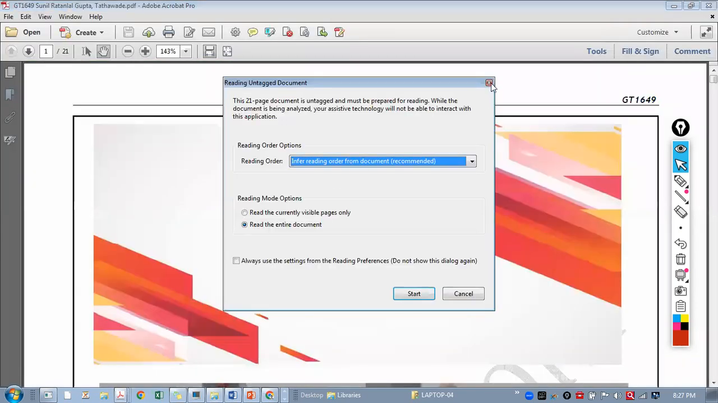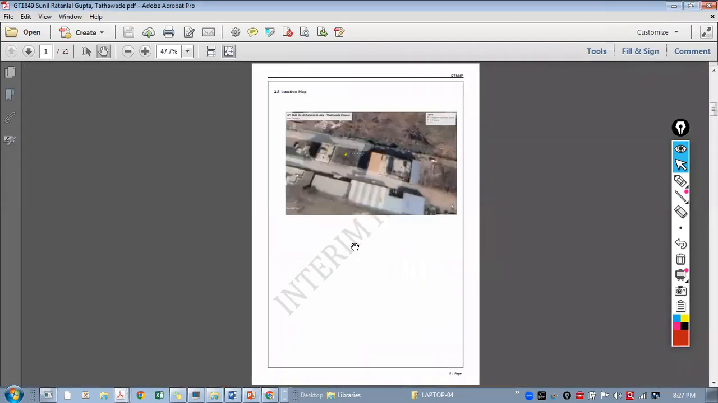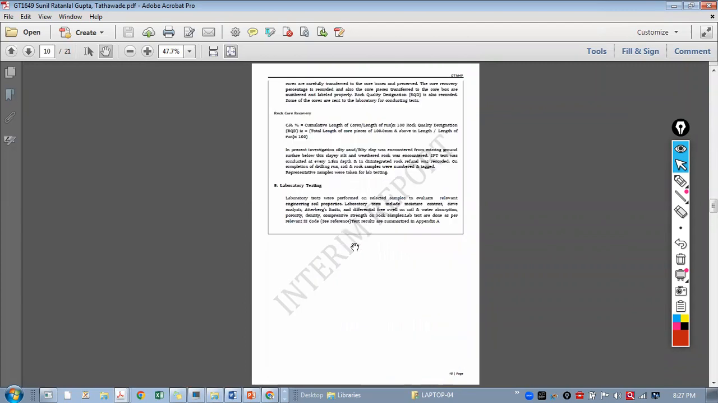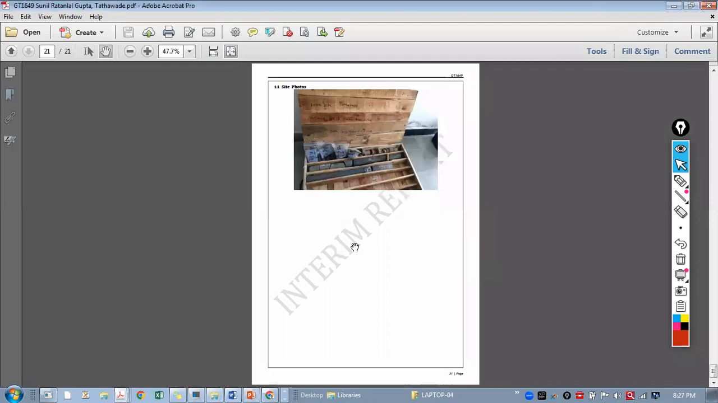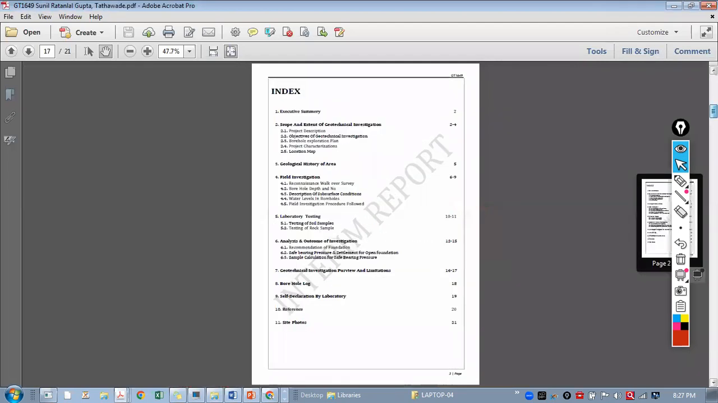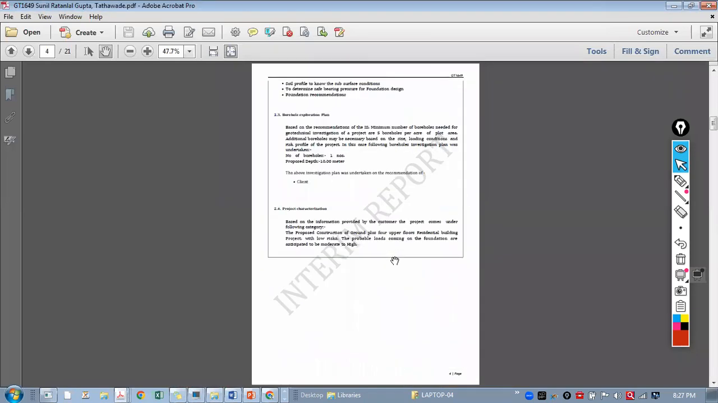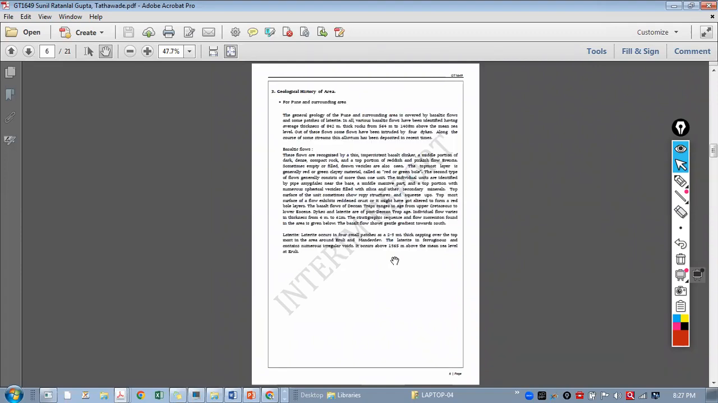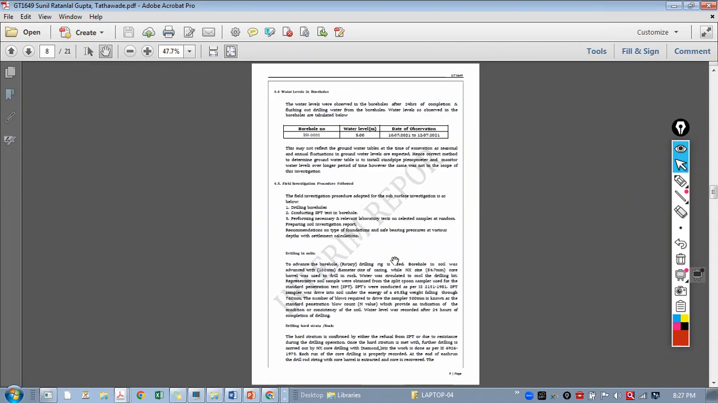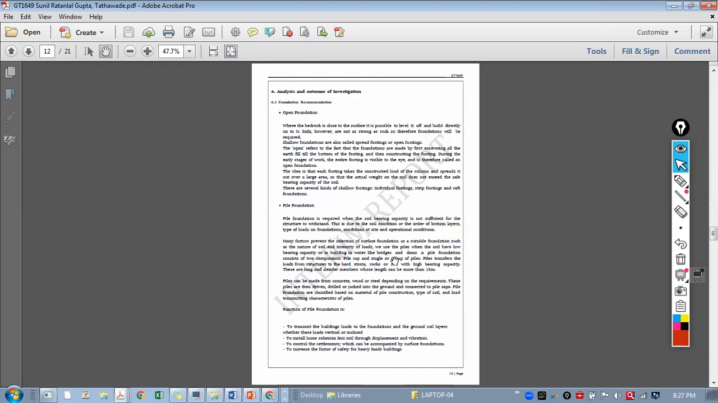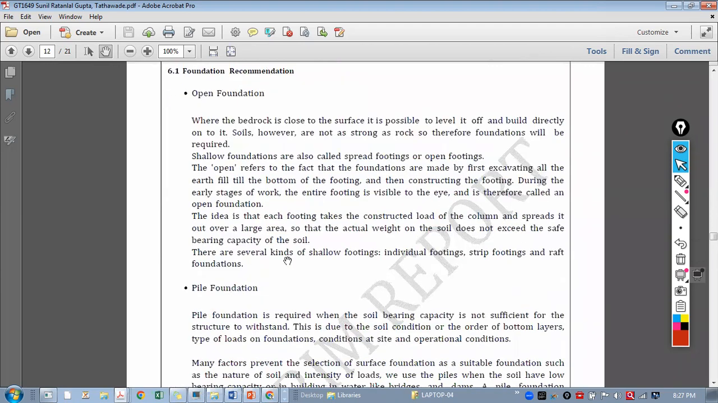See, different geotechnical experts are having different formats of the reports. Okay. They are giving two suggestions, open foundation and pile foundations.